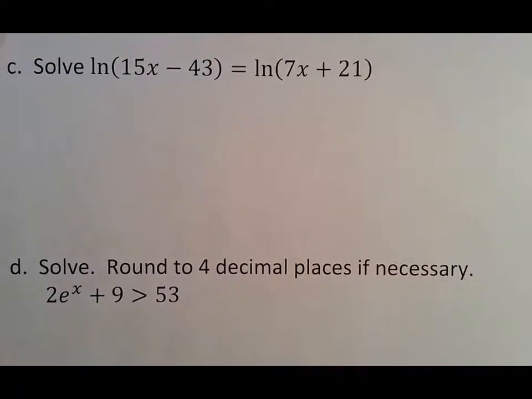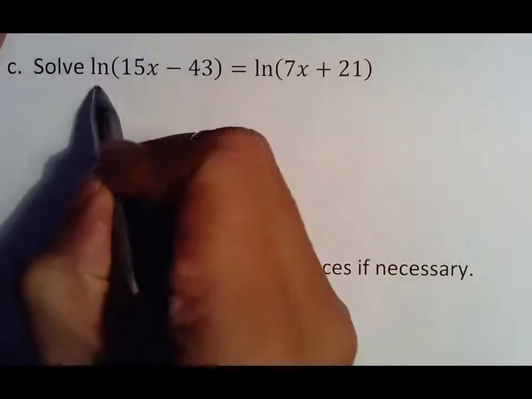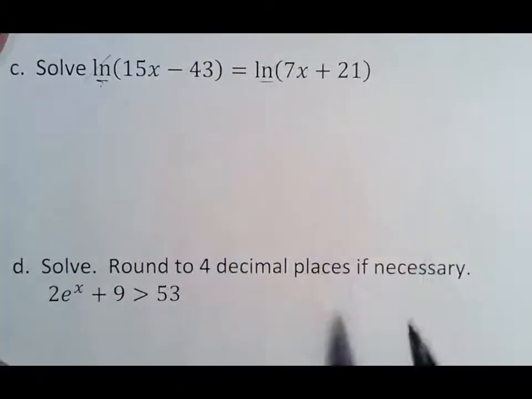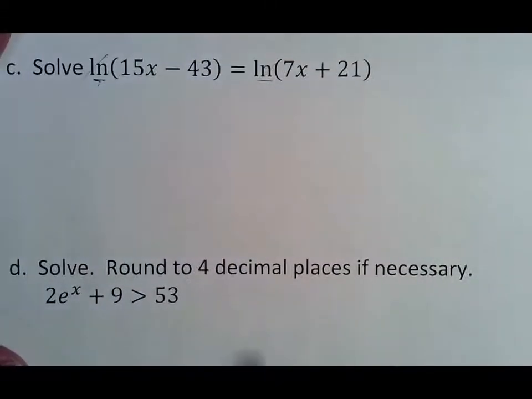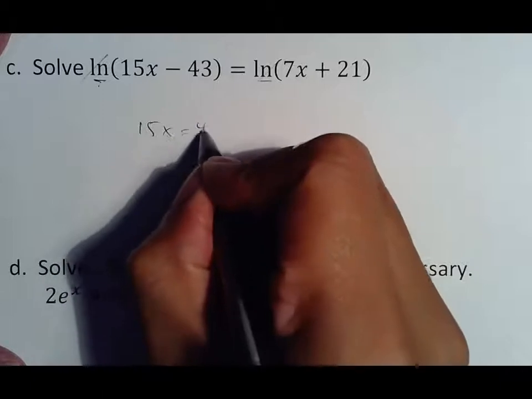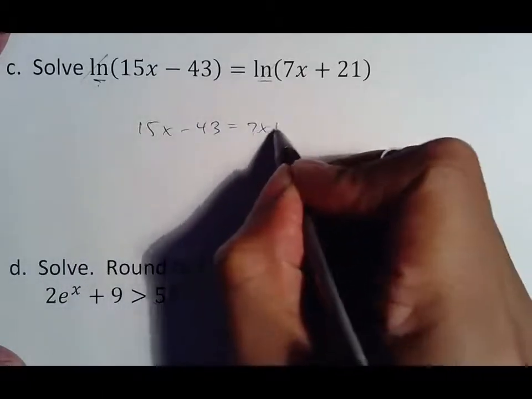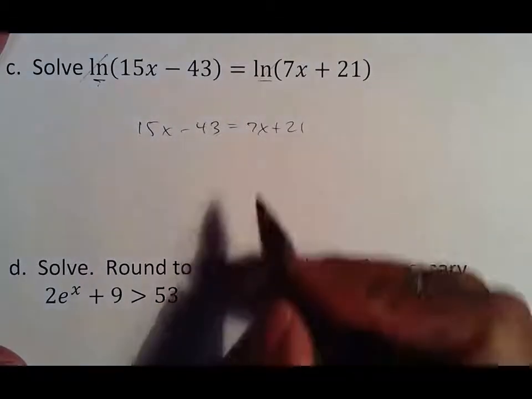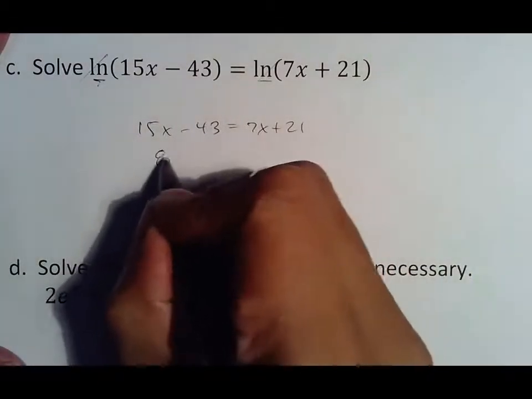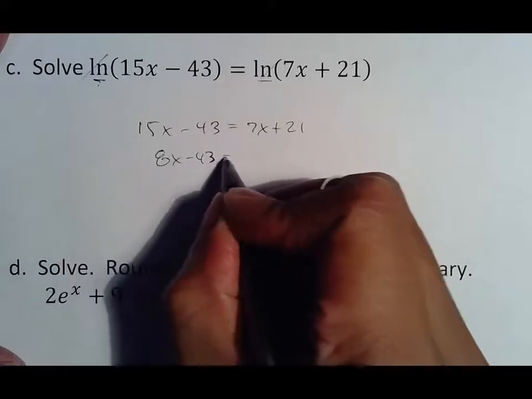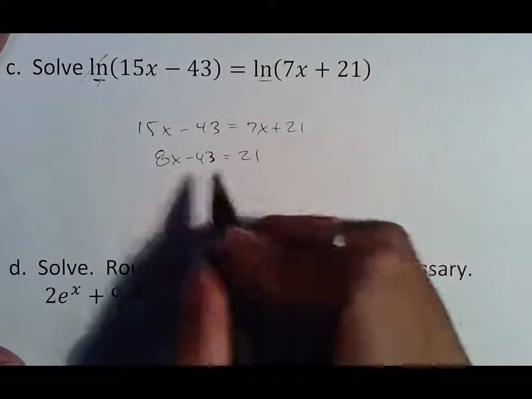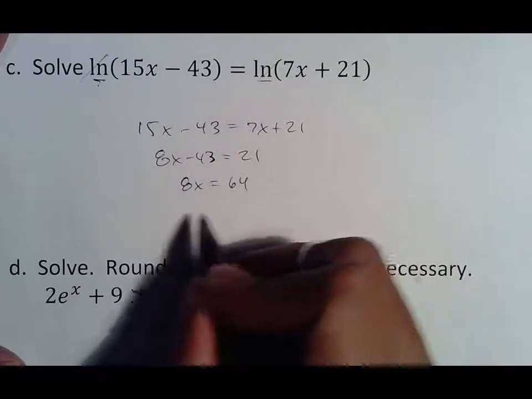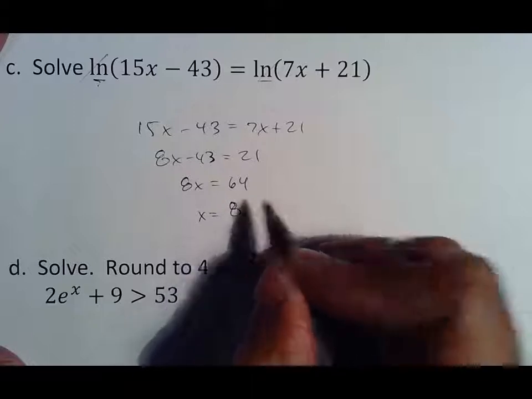This is where all our lists of strategies come from. And in this problem, I remember that the natural log of something equals a natural log of something, meaning that in this case, the natural log really isn't even that important. Because really what has to happen is that 15x minus 43 just has to equal 7x plus 21. So as long as you remember that strategy, you're much better as a mathematician as a result. That ends up being 8x minus 43 equals 21. Adding 43 ends up being 8x equals 64, which is nice because that means that x would equal 8 in that problem.